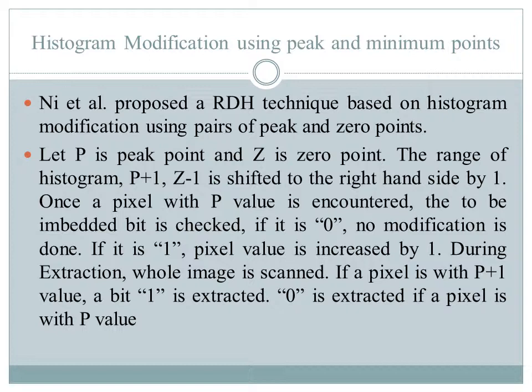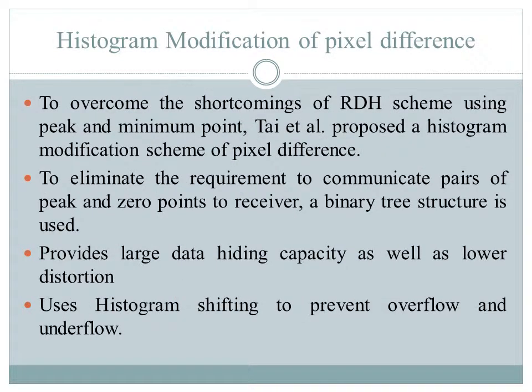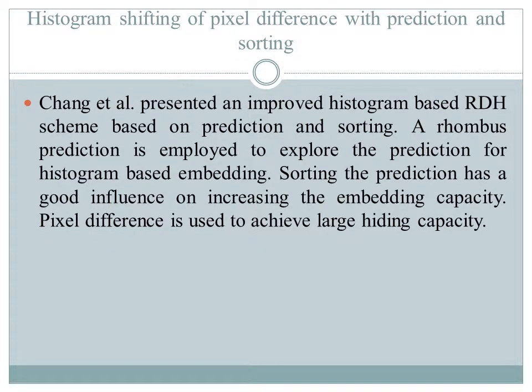In the previous technique, there was a need to send the key information regarding the peak point, because the receiver is unable to recover the original image without knowledge about the peak point. So to eliminate the requirement to communicate pairs of peak and zero points to the receiver, a binary tree structure is proposed in this paper, which provides a large data hiding capacity as well as lower distortion. Also, histogram shifting is used to prevent overflow and underflow.